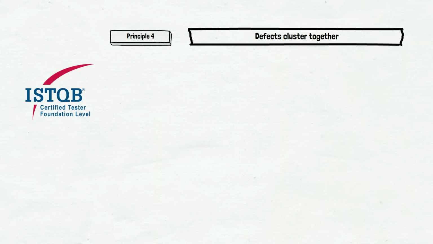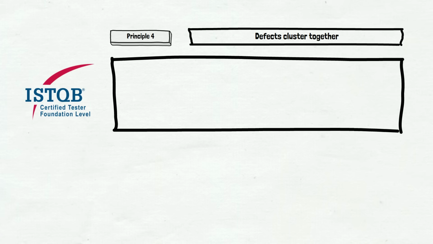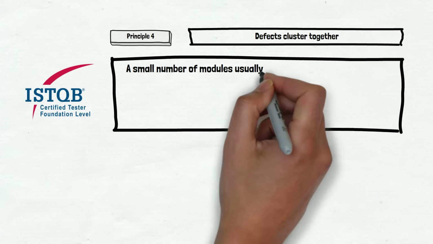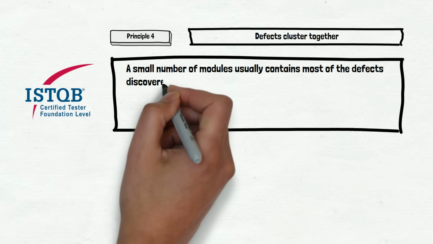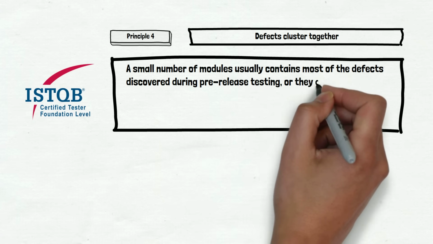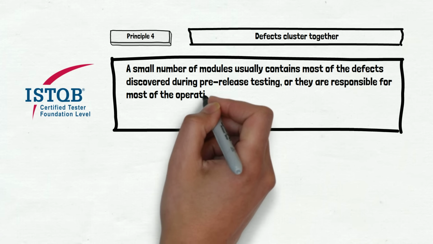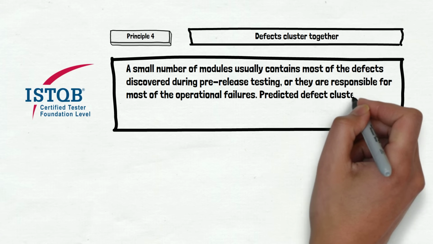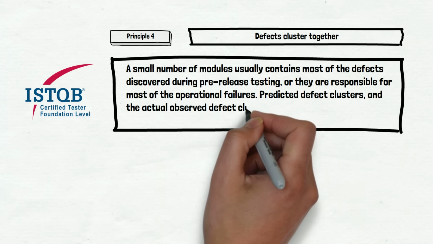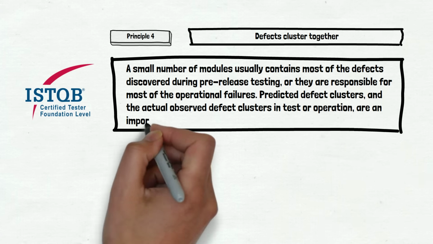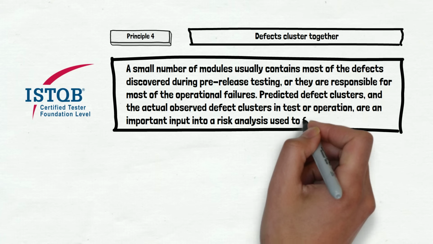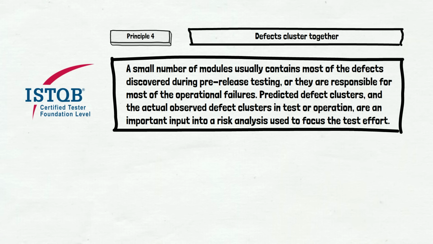Defects cluster together. The ISTQB explanation says next: A small number of modules usually contains most of the defects discovered during pre-release testing, or is responsible for most of the operational failures. Predicted defect clusters and the actual observed defect clusters in test operation are an important input into a risk analysis used to focus the test effort. It sounds more complex than what it actually is.